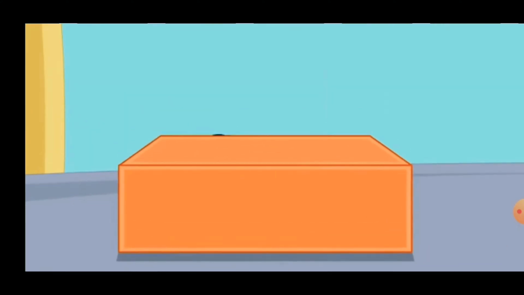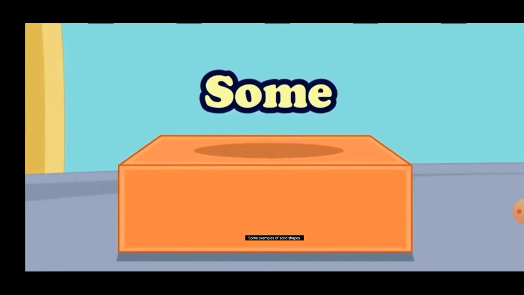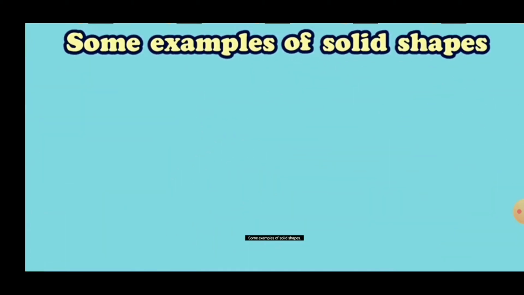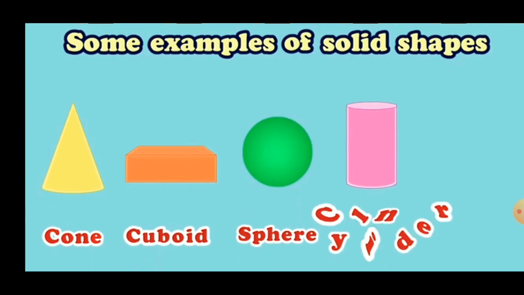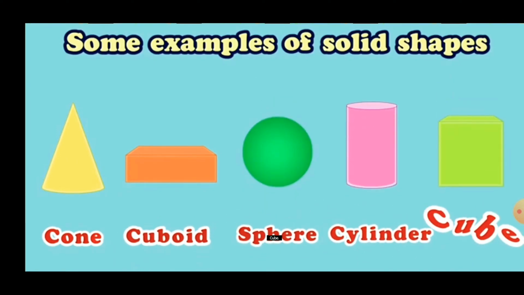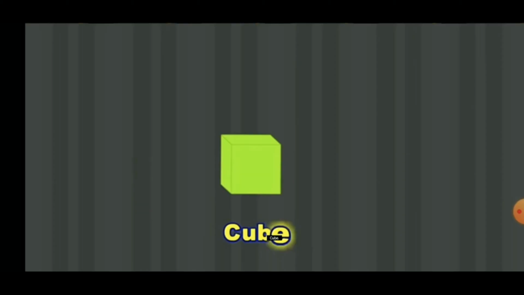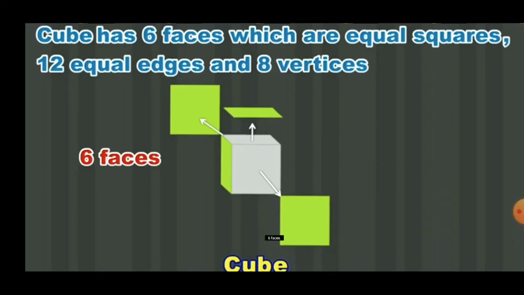Now let's see what's there inside. Okay, these are some examples of solid shapes. That is cone, cuboid, sphere, cylinder and cube. Let's now learn about them one by one. So let us now begin with cube. So this is the shape of a cube.